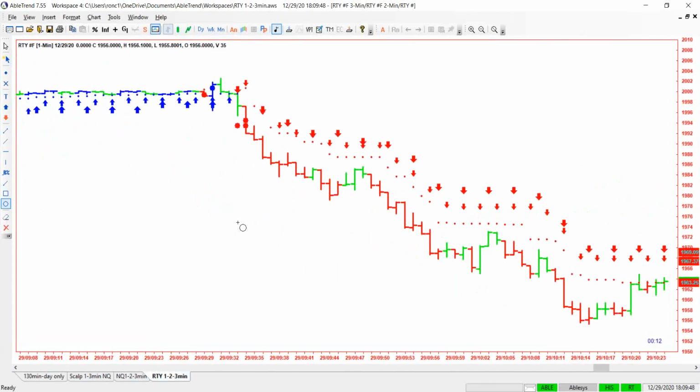The Russell is a really good one, especially if you have a smaller account, because you have to have a little more margin, a bigger account, to trade the Mini Nasdaq. I don't suggest the ES because it's just so choppy. Now, certain days it might be okay, but in general, it's a very, very choppy chart.